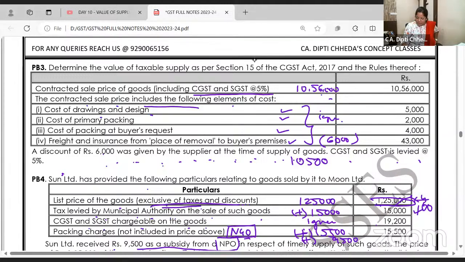So now what is the value? 10,50,000. And this is 105. Can you get what is 100? 100 is the value of taxable supply. 5% is the GST. This is already including GST, 105. So what is 100? 10,50,000 into 100 divided by 105. 10 lakhs. What is the taxable value of the supply? 10 lakhs. Easy. Clear to all of you?